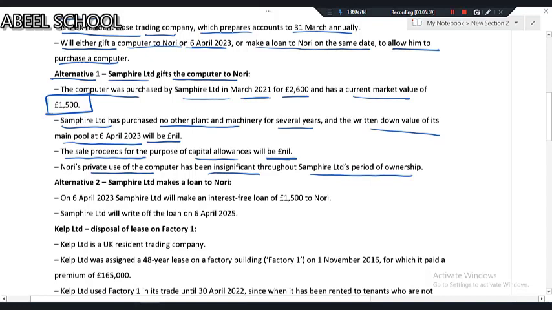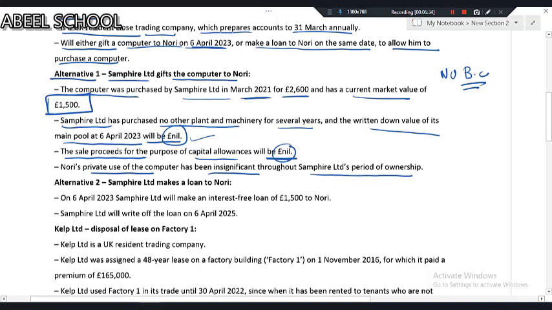In alternative one, when Samphire Limited transfers this computer, obviously as a gift to Noori, it will result in no balancing charge. Why? It will not result in any balancing charge because the sale proceed is nil. The company is not charging anything. The written down allowance is zero and the sale proceed is also zero. So transferring the computer to Noori will not result in any balancing charge in the main pool.